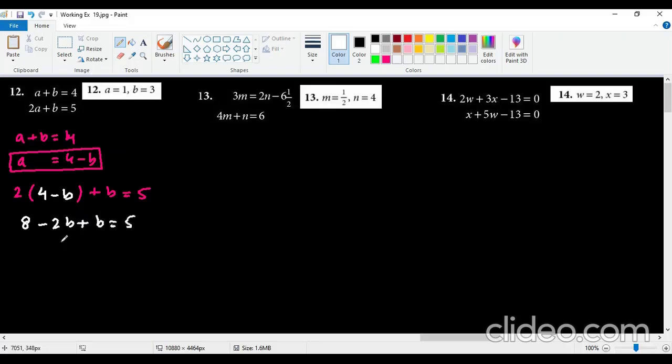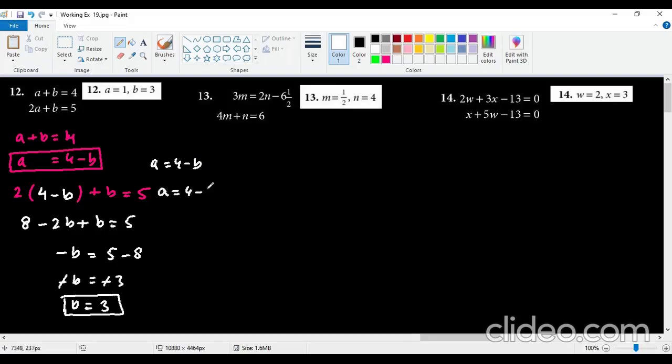That means minus 2b and 1b is going to be minus b equals 5 minus 8. That means minus b equals negative 3. Minus and minus cancel, so b is equal to 3. The value of b is 3. Now we find out the value of a. a equals 4 minus b. That means 4 minus 3. That means the value of a is going to be 1 only.